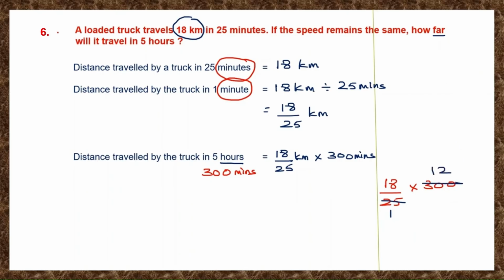Now let's multiply the numerators. 18 into 12. So 18 into 12. 2 eights are 16, carry 1. 2 ones are 2 plus 1, 3. Second line, 1 eight is 8, 1 one is 1. Add this, we have 6. 8 plus 3 is 11, carry 1, 2, 216. So the distance traveled by the truck in 300 minutes is 216 kilometers.